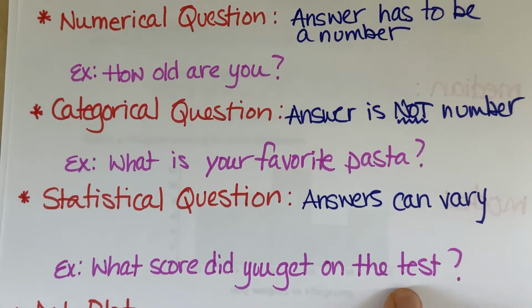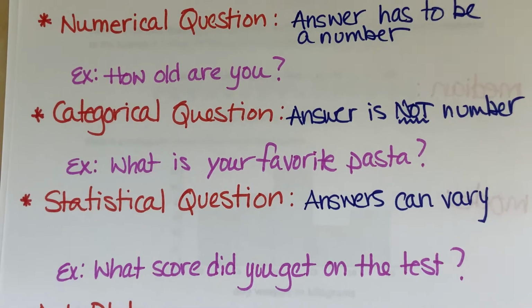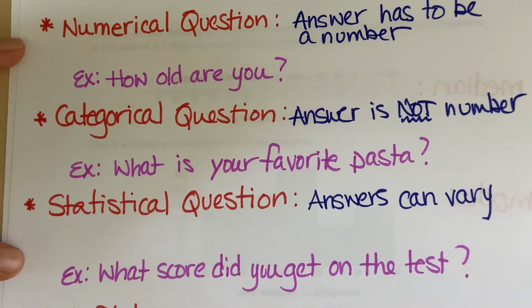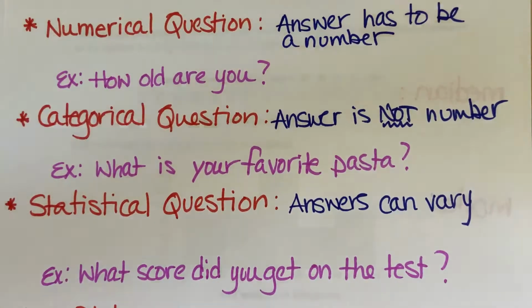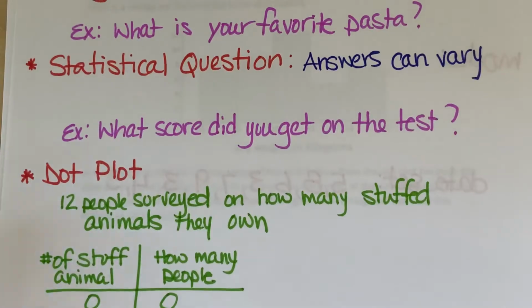So what score did you get on the test? If I ask you, you might say 100. If I ask somebody else, they might say 89. If I ask somebody else, they might say 77. Okay, so what you need to do is be able to tell the difference with these. On the quiz, I'll be very specific: is this a numerical question? Or which of these questions are numerical questions? Okay, so there's going to be questions like that. Or is this a statistical question? All right. And then we did dot plots.